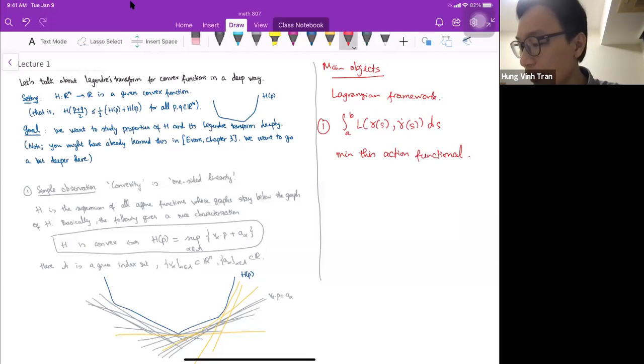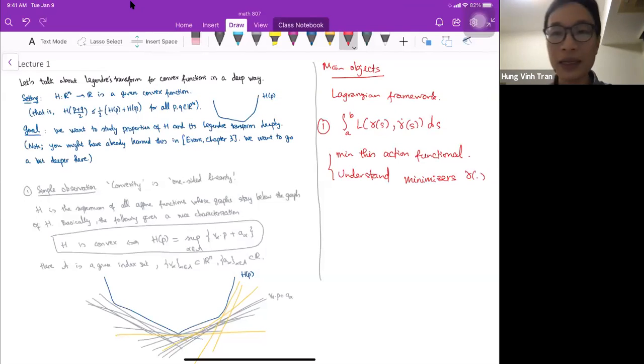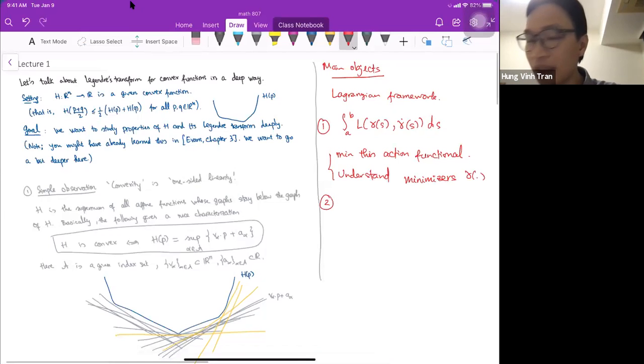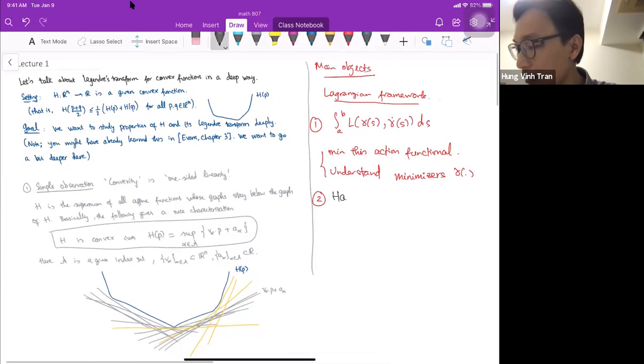And then we're going to try to understand the minimizers, gamma. So that's the first thing. We're going to talk very deeply about that in a pretty much general setting. And then corresponding to this Lagrangian problem, the second one is the so-called Hamiltonian ODE.